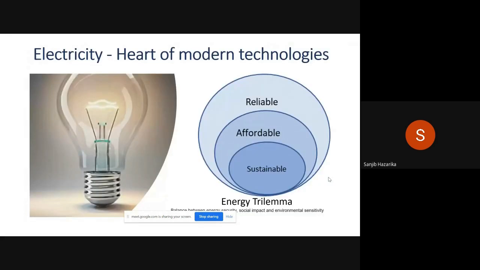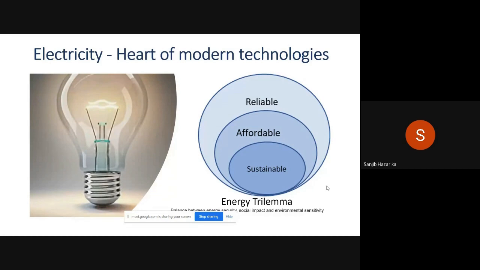When we talk about electricity, it's the heart of modern technology. Without electricity, we cannot imagine technology. Everything we use or everything we do requires electricity, almost everything.